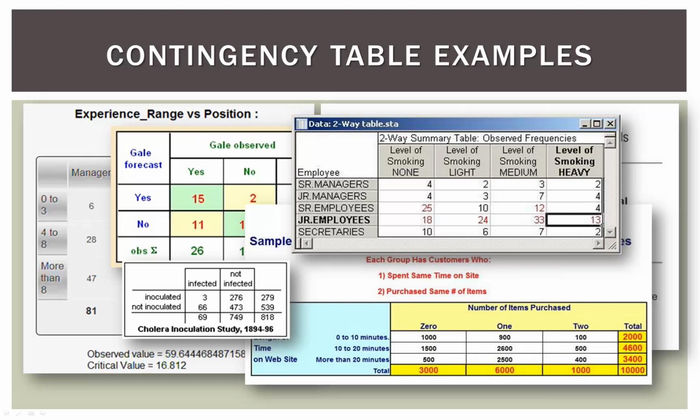And finally, we have a table for cholera inoculation. So on the left-hand side, we have whether or not the person was inoculated or not inoculated. Along the top, we have whether or not they became infected with cholera or not infected. And again, we have row and column totals.